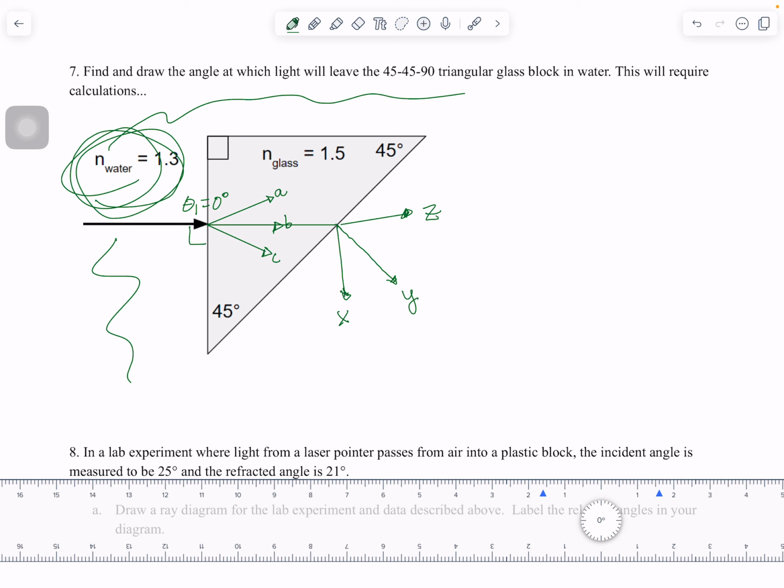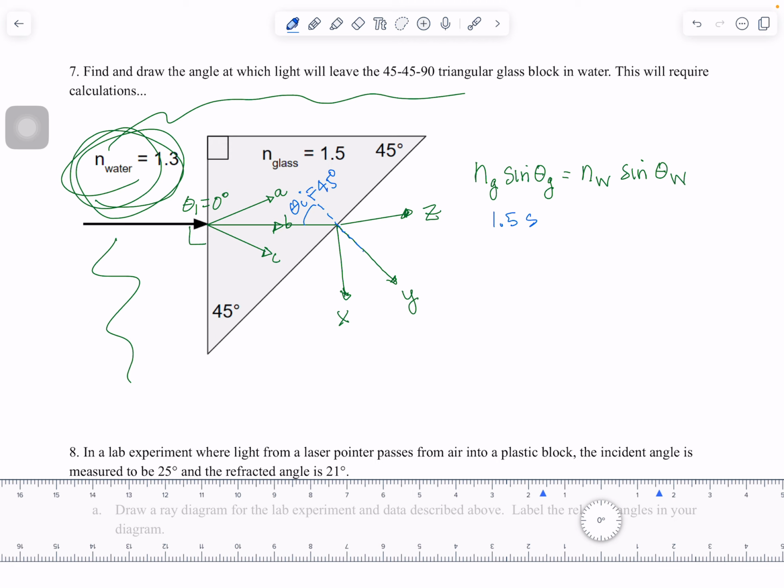And the answer is Z because we've got N glass, because that's where I'm coming from the glass and going into the water. So I've got N glass sine theta glass, and that is equal to N water sine theta water. And I know from geometry, I did this several times yesterday. If I draw my normal, so that's the first thing I'm going to do is draw my normal. This is theta incident, and because of geometry, that's equal to 45 degrees.